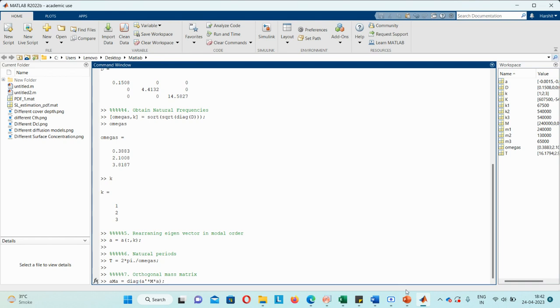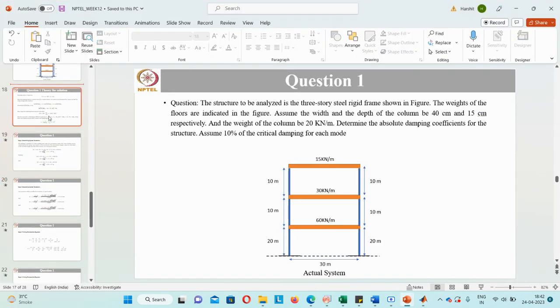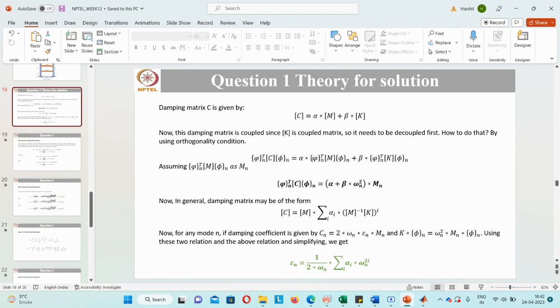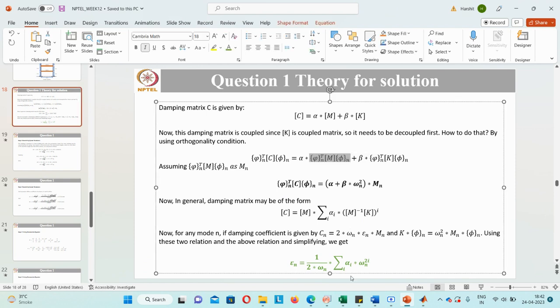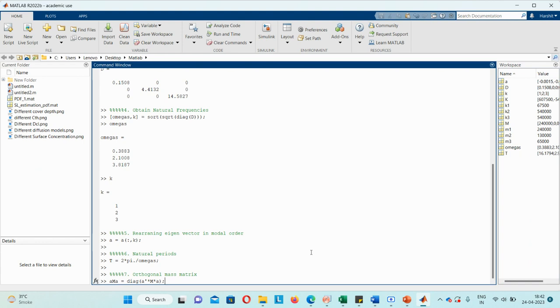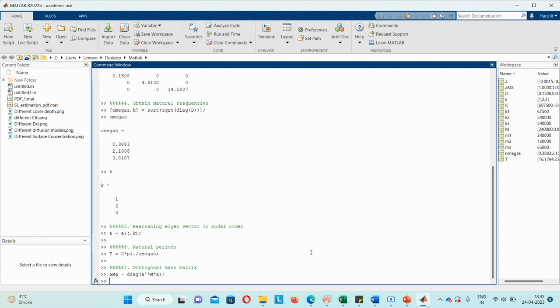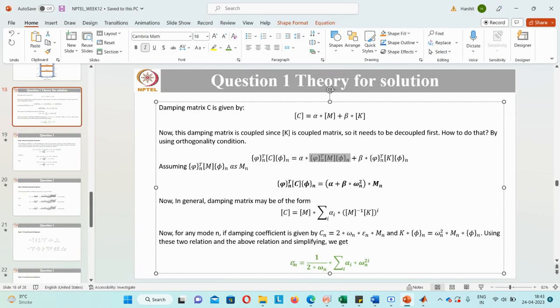Now why are we doing this? We need to see the syntax. So this was the orthogonal matrix that we formed now, which will be used for calculation later. Now we need to define the damping ratios. This is given to us as 10% for each floor. Once we have defined this, we can obtain the alpha E value, and we can substitute it here and we'll get the absolute damping coefficient.